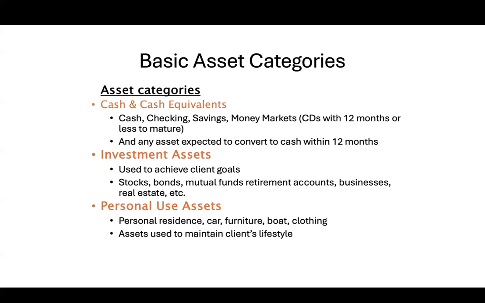Now, the book definition of cash and cash equivalent is any asset that's expected to convert to cash within 12 months. This would be things like cash, checking, savings, money market accounts, CDs with a 12-month or less maturity, right? All of these things are things that we expect to be readily available as usable cash within the next year. So that's a good definition for cash and cash equivalents. I think another way to think about cash and cash equivalents is what is the purpose for holding this asset, right?